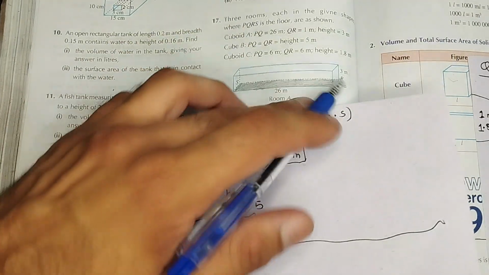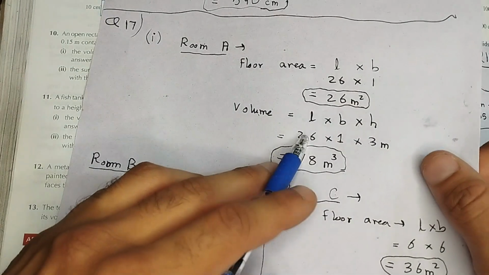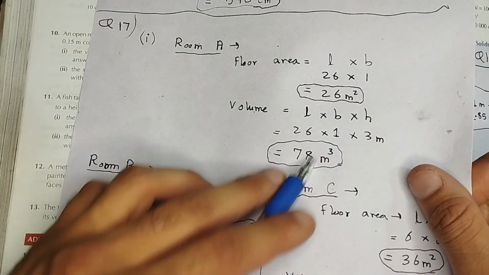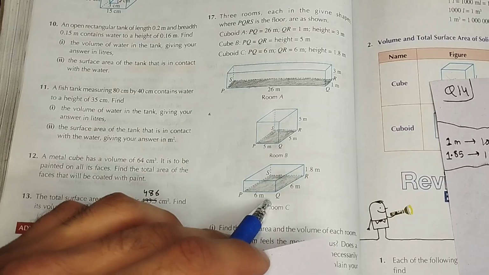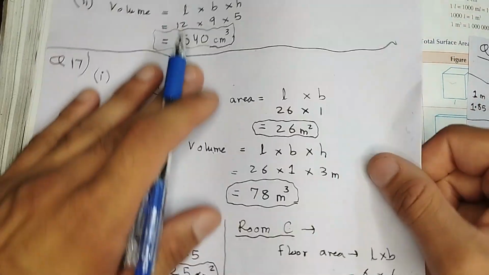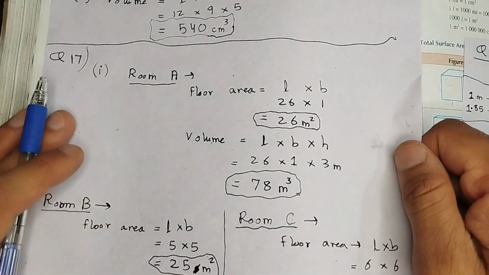Volume: all the dimensions are given to you, 26, 1, and 3. Just multiply all of them. You will get the volume in the same unit, okay? All the units we have here are in meters, right? All the dimensions are in meters, so it's perfectly fine. You don't even need to do any conversion here.